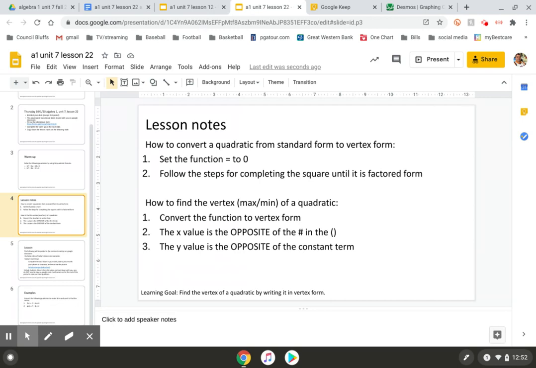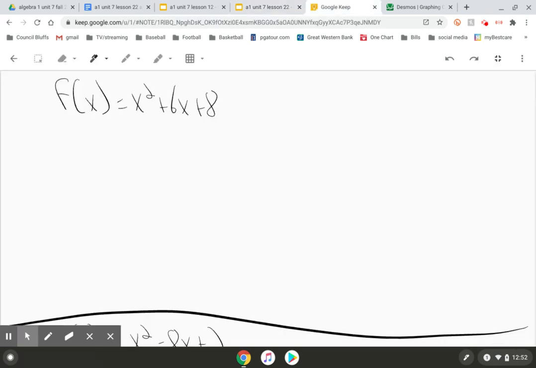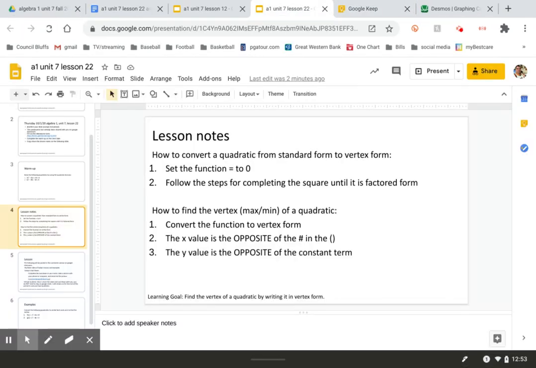Okay, so what we're going to do is take a quadratic and convert it to vertex form. We are going to first set the function equal to 0. So x squared plus 6x plus 8 equals 0. We're going to take the function and set it equal to 0. And then we're going to go back to what we did a couple days ago. We're going to follow the steps for completing the square, but we're not going to go through the whole thing. We're going to follow it until we're in factored form.